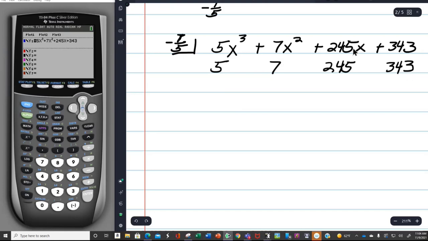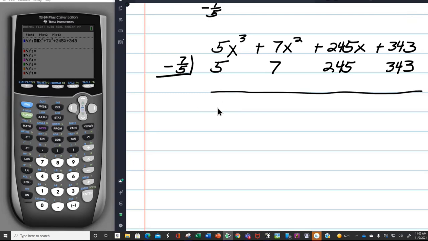5, 7, 245, and 343. That's the only reason to write the polynomial out. And so this needs to move down here. And I will erase it up here. All right. So I bring down my 5. Now this by itself is not going to be that hard, because negative 7/5 times 5, look at that, the 5s cancel, leaving me with negative 7. Now that's pretty good. 7 plus negative 7 is 0.